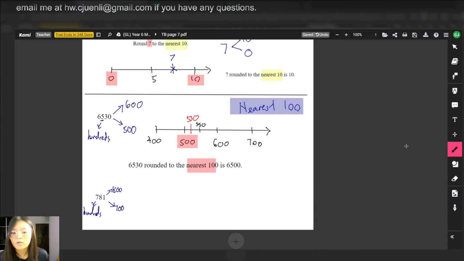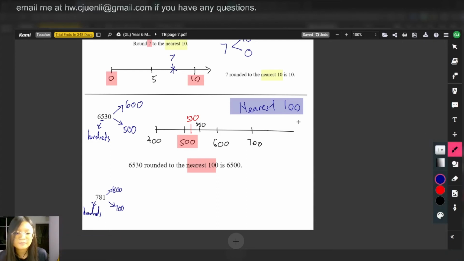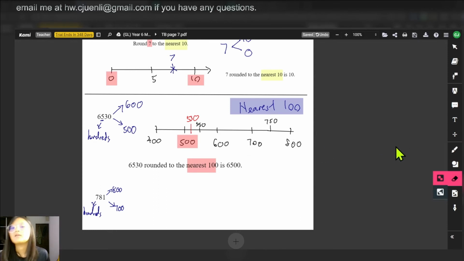Now we're going to draw this number line again. Well, actually, we don't have to draw. Let's just use back the same one. I'll just make it longer. Just slightly longer. All right. Right, so yeah, the same thing. So in between 700 and 800, this over here is 750. So we're just going to look at that one. So 750, then our number is basically 781.